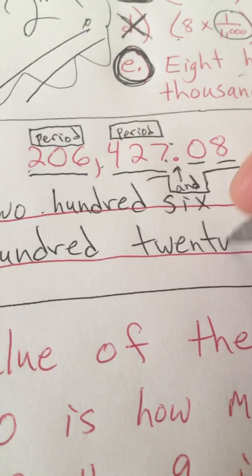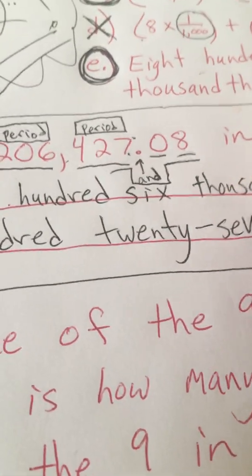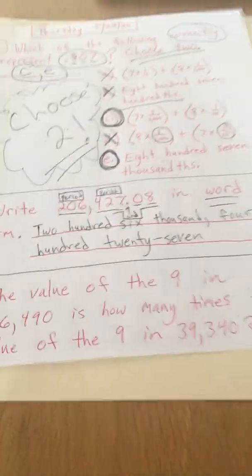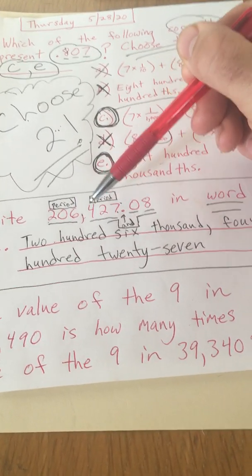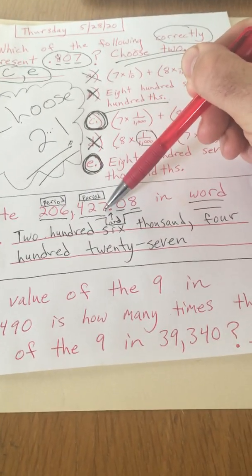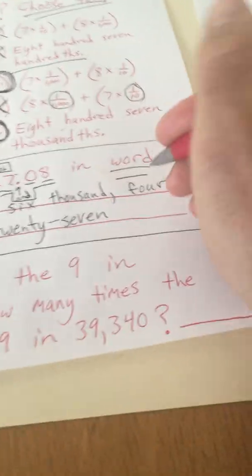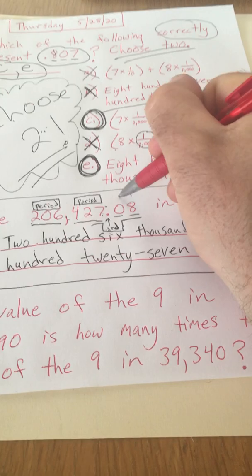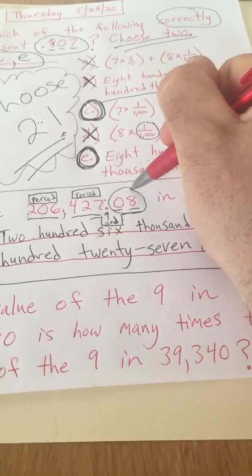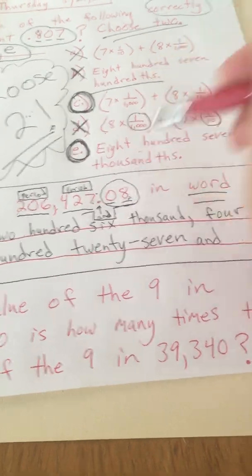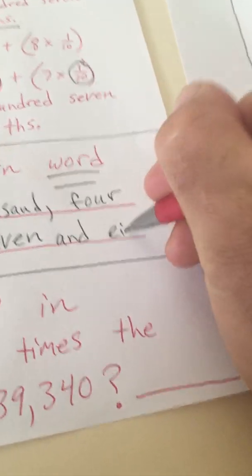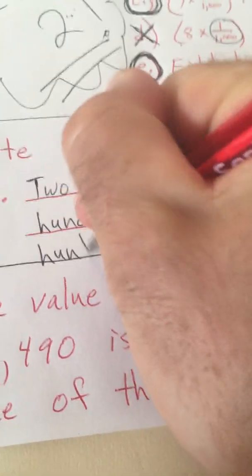427, not "and" 427, right? We're just saying "and" when we get to the decimal point. So far we have 206,427. Now we're at the decimal point and we're going to say "and", and we're just going to read this decimal here, 8/100ths, because it's in the hundredths place. So 8/100ths.